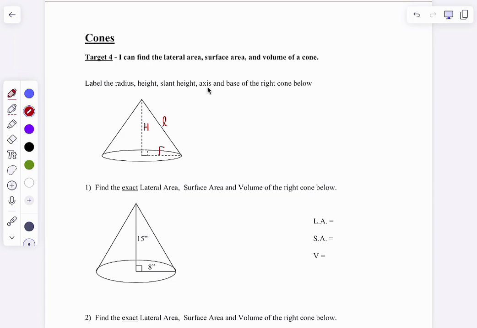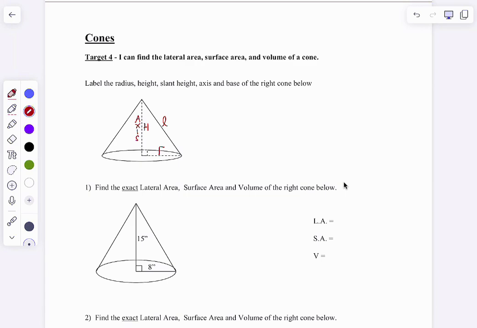It says to label the axis. This line, that's the height, is the axis. So you can write that down. We're hardly going to talk about it. The only time that it would really matter is if this was not a right cone. If this vertex was not directly above the center, if it was off center, then the axis would be at an angle and be different than the height. But we're only doing right cones, so that shouldn't be an issue.